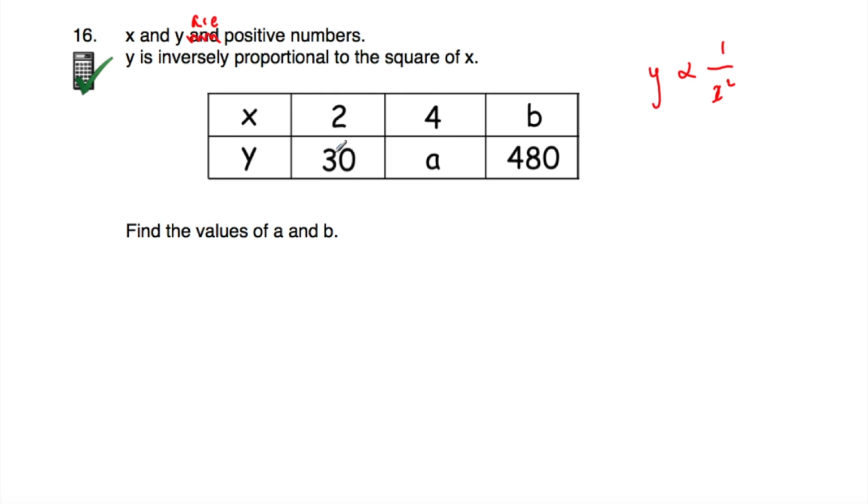And then we've got this table, so we know whenever x is equal to 2, y is equal to 30, whenever x is equal to 4, y is equal to a, and whenever x is equal to b, y is equal to 400. And we've been asked to find the values of a and b.